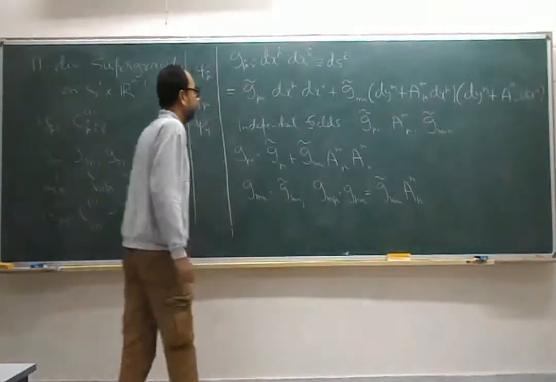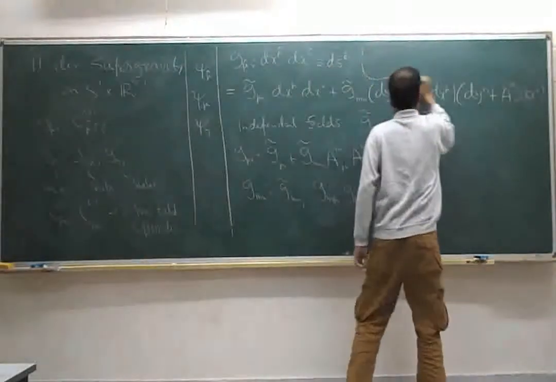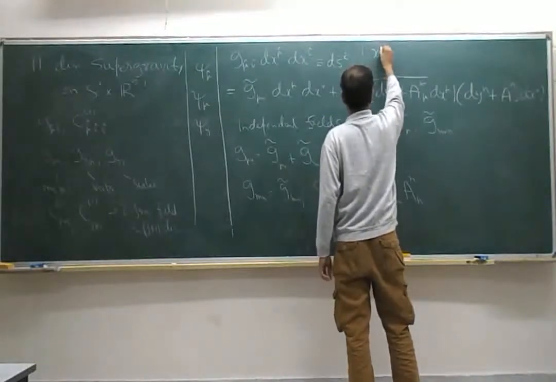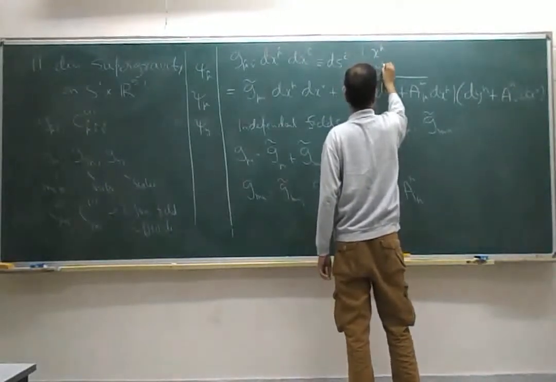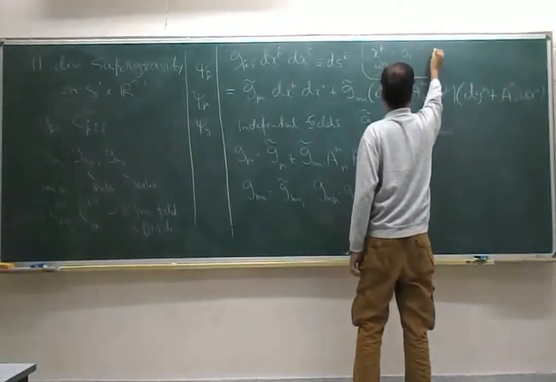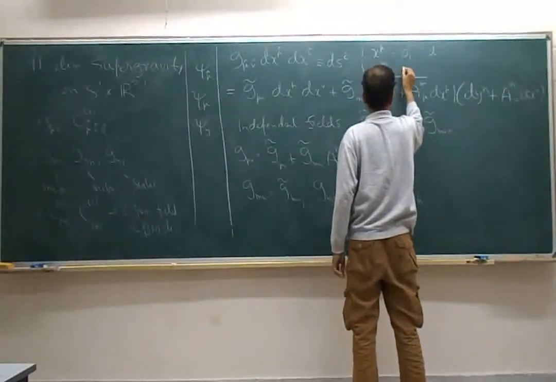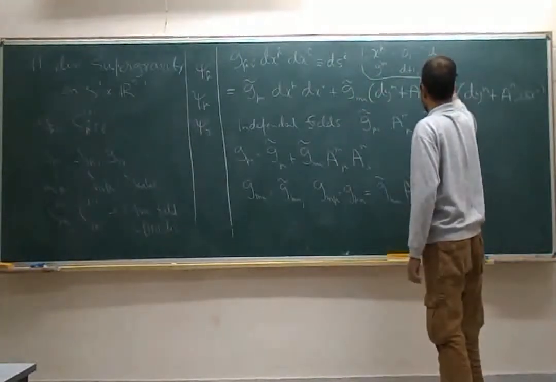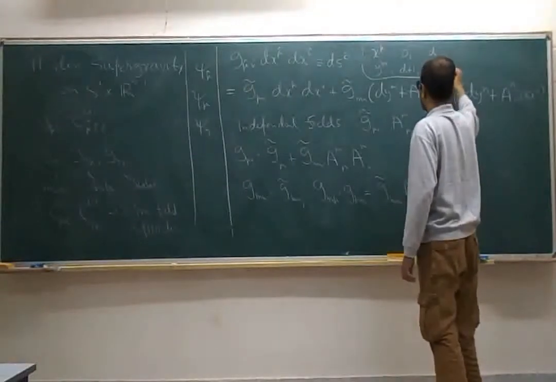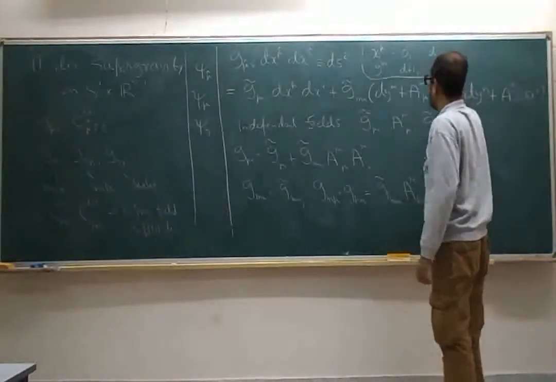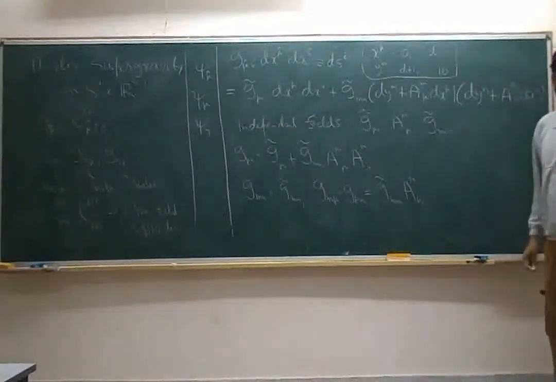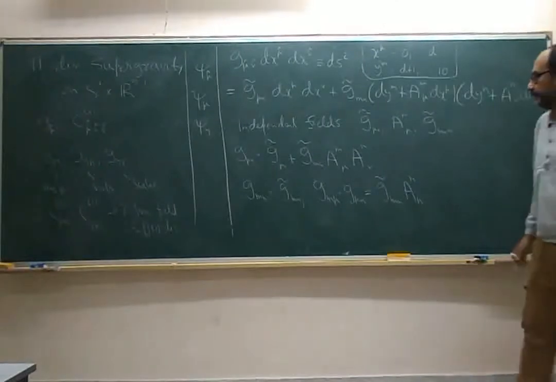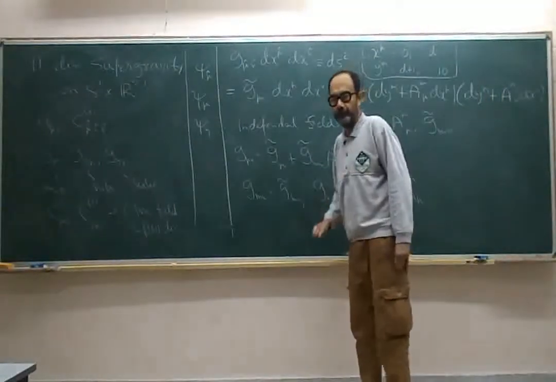Let me remind you the definition. Our coordinates are x mu and y m. x mu runs from 0 to d, and y m runs from d plus 1 to whatever it is, 11 in this case, or 10. For string theory it should have been 9. For 11-dimensional supergravity, y m goes from d plus 1 to 10. That's a general convention. For circle compactification, m takes only one value.